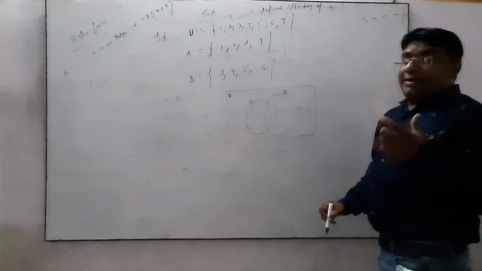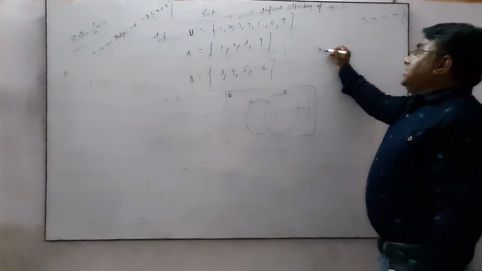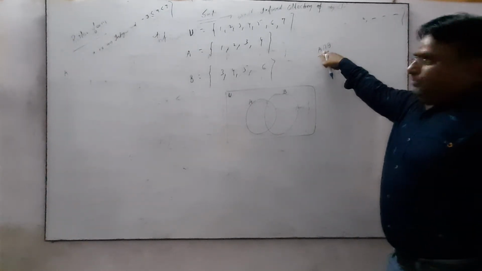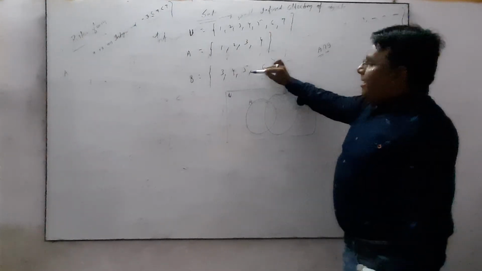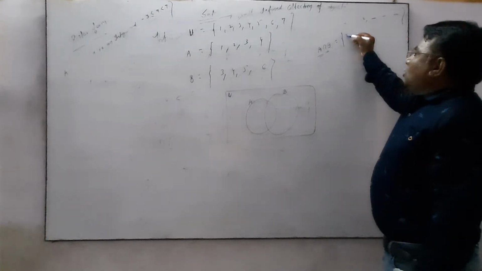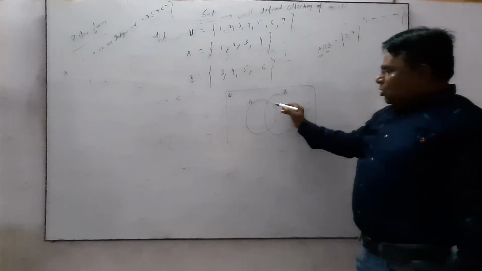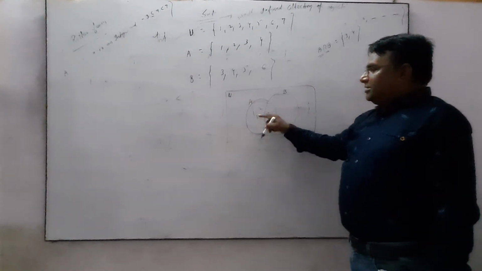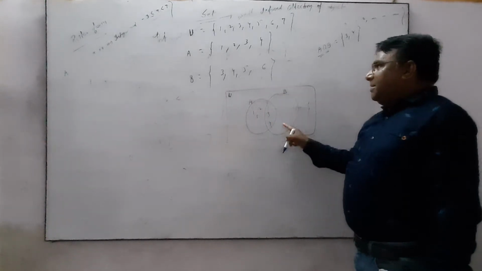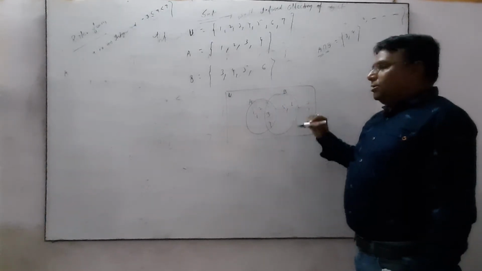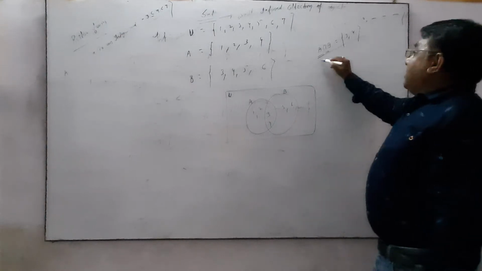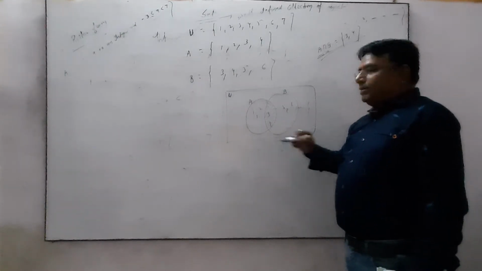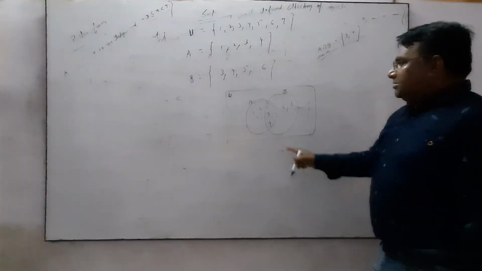First, draw the Venn diagram of A intersection B. Intersection is the common elements. So what is the common element of A and B? The common elements are only 3 and 4. So this is the common part, 3 and 4. 1 and 2 are in set A, 1, 2, 3, 4. Set B is 3, 4, 5, 6. So what is the Venn diagram of A intersection B? Only the common part is shaded. This is A intersection B.